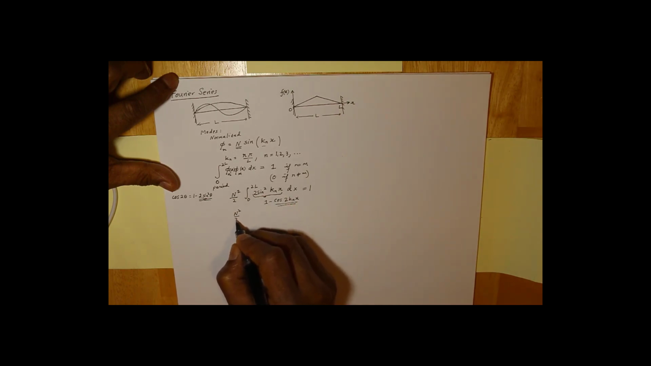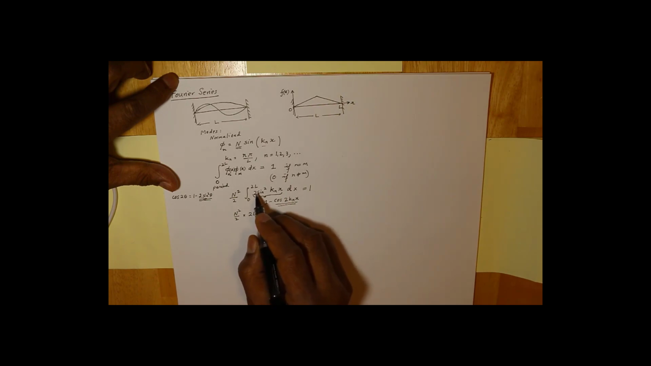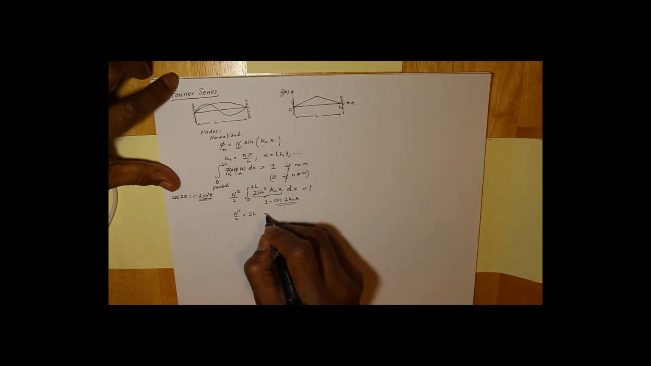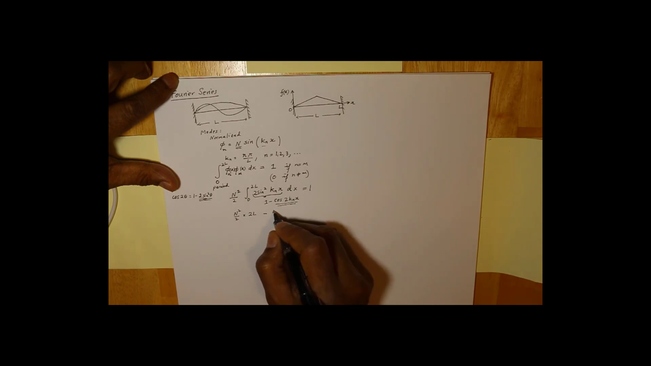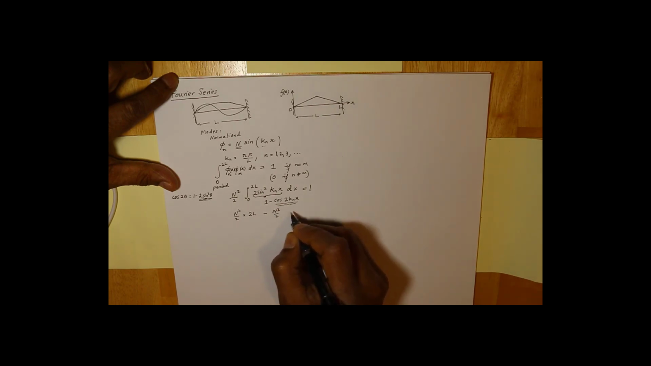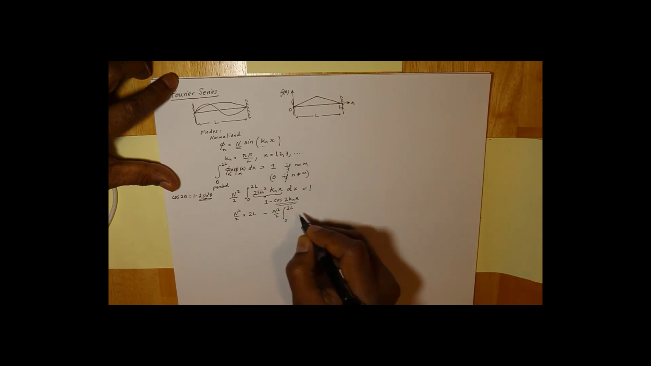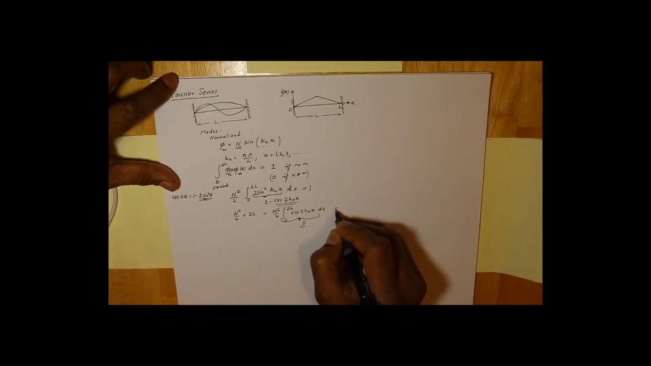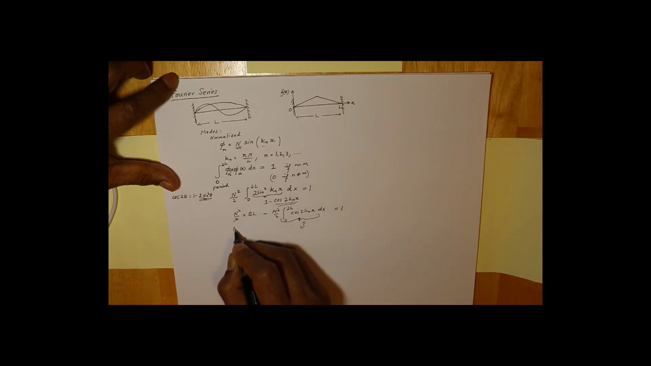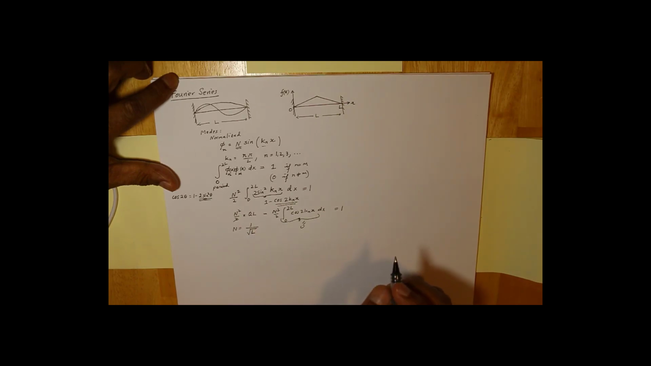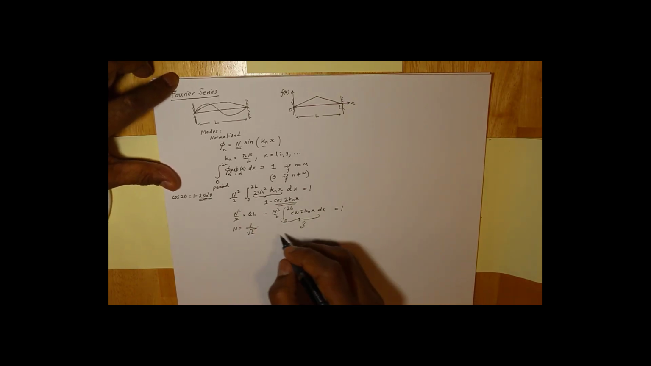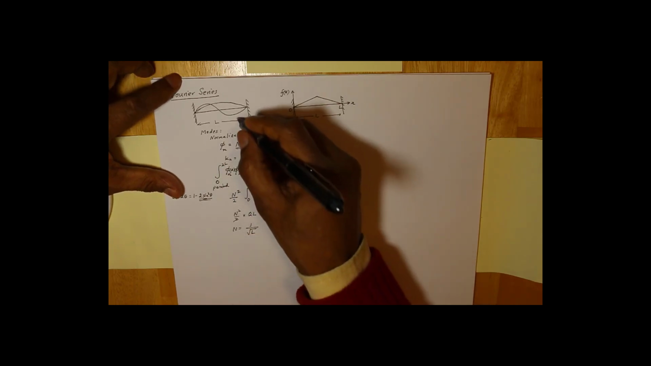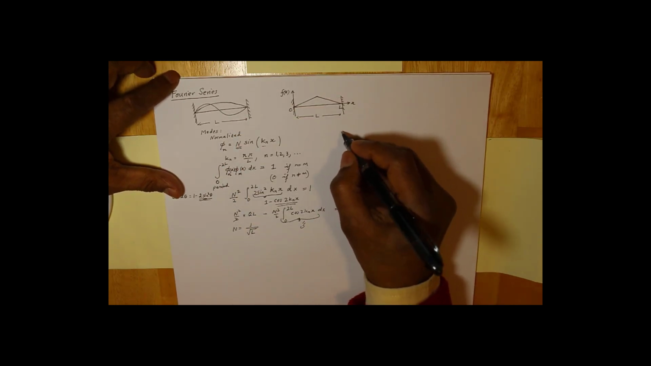So I get N squared over 2 times 2L for this, and then I have N squared over 2 times the integral from 0 to 2L of cosine 2knx dx, and this gives 0. So if you look at this, N is 1 over square root of L. So these were the normalized modes.